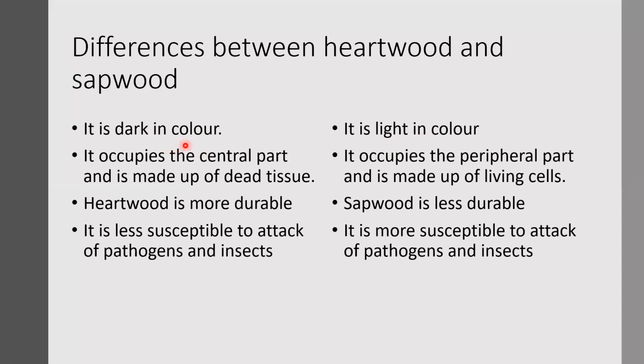This becomes dark in color because of the deposition of various resin, oil, tannins, etc. into the xylem tissue. So this occupies the central part because old vascular tissue or old xylem tissue is being pushed toward the inner side of the plant. So this will occupy the central part of the plant, and sapwood will be present surrounding the dead tissue, that is, the hardwood periphery. This is called sapwood.